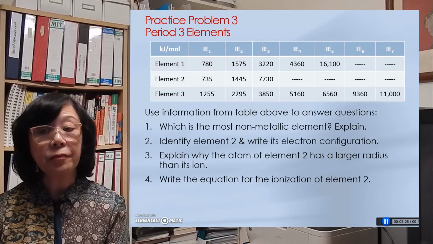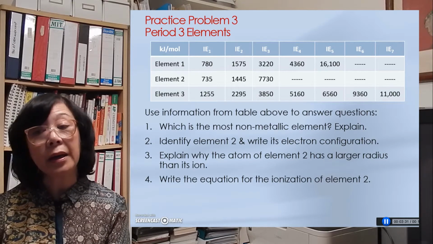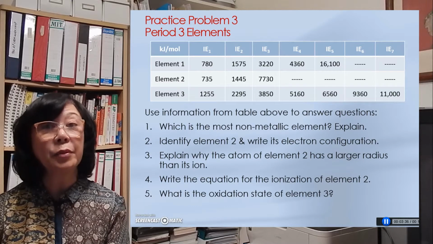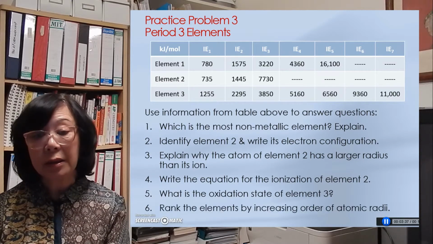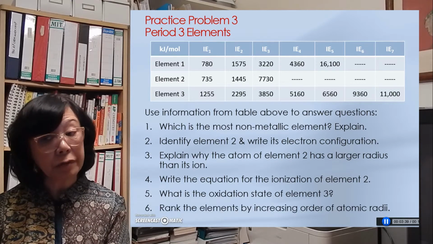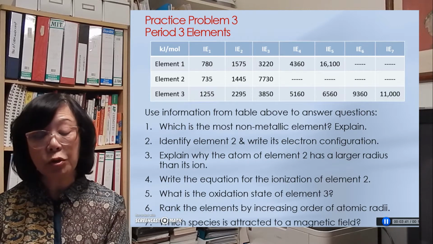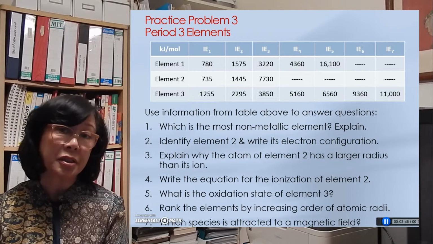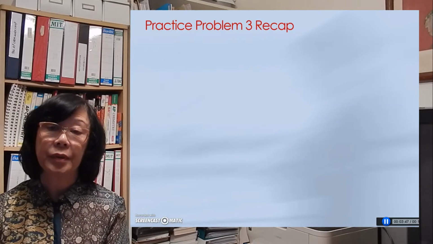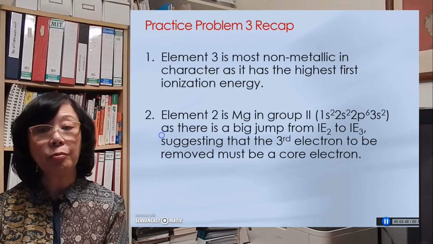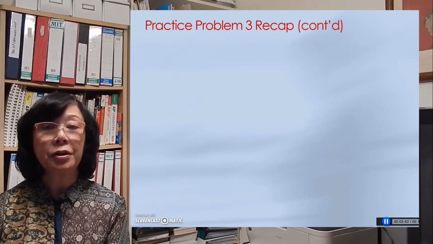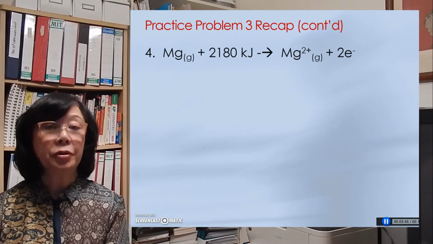What is the equation for the ionization of element 2, what is the oxidation state of element 3, rank the elements by increasing order of atomic radii, and which one is attracted to the magnetic field? Now, these will be answered in the next slide. So a recap of point 1 and point 2, I have already talked about that. And point 3 also. Now let's go into point 4.